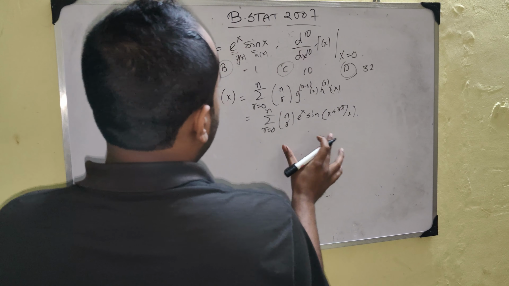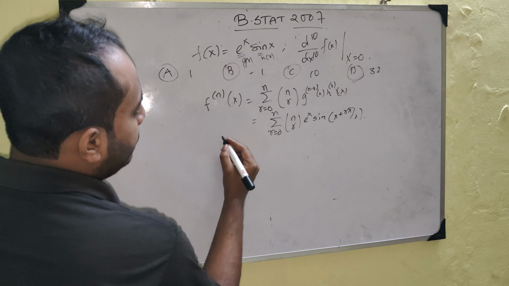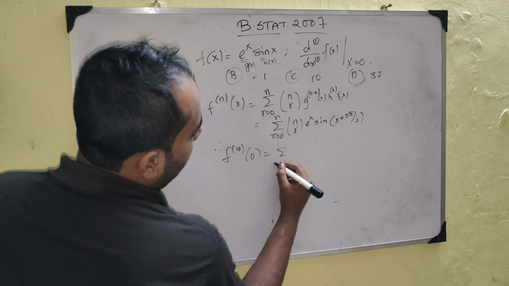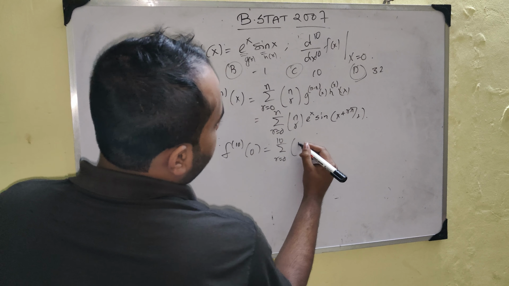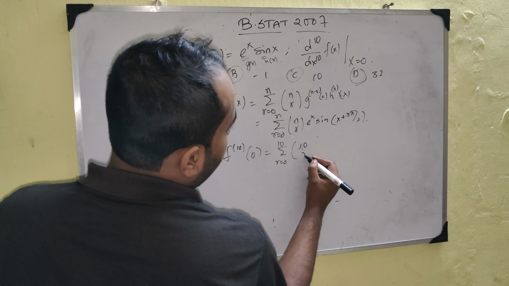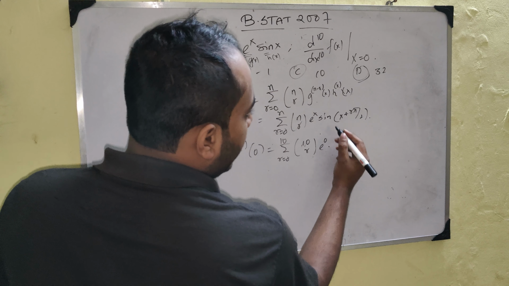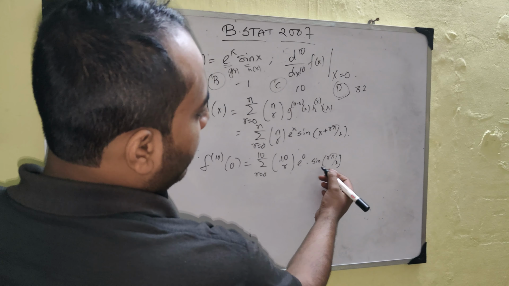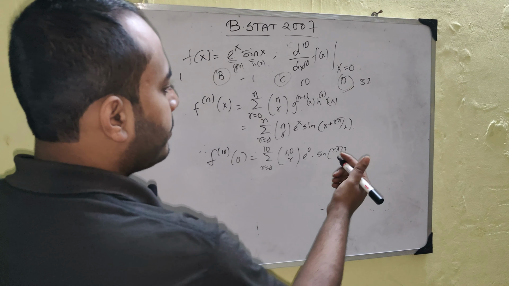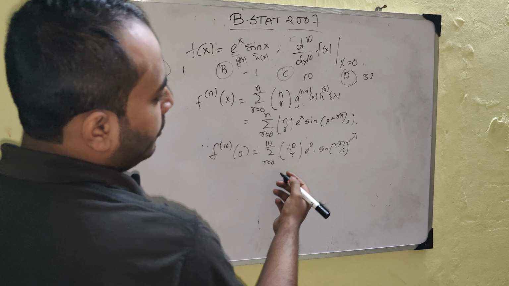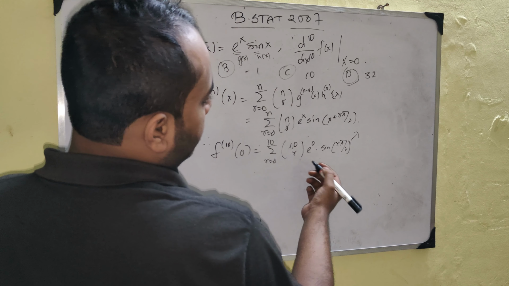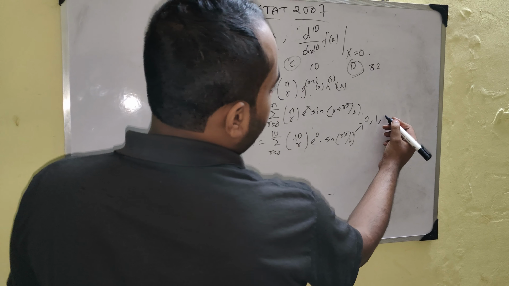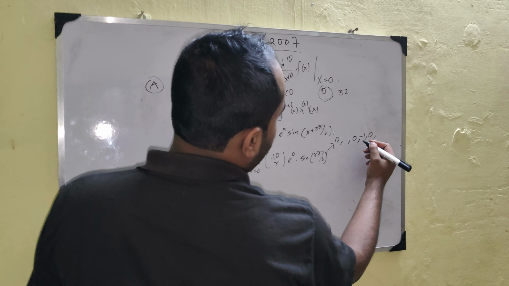Okay, now doing it 10 times and then putting the value 0. Therefore f^(10) of 0 should be equal to the sum from r equals 0 to 10 of 10Cr, right? e to the power 0 into sine of r pi by 2. Therefore we understand that sine of r pi by 2 oscillates like this. For different values of r, it will produce different results. So for r equals 0, it will produce 0. Then for r equals 1, 1. Then r equals 2, it is 0. Then it is minus 1. Then it is 0, and it goes on.